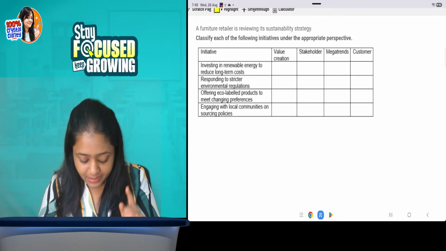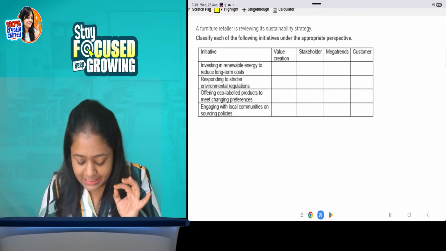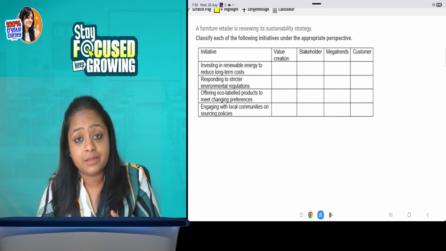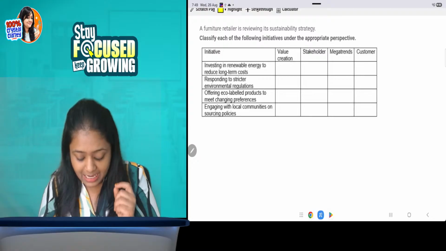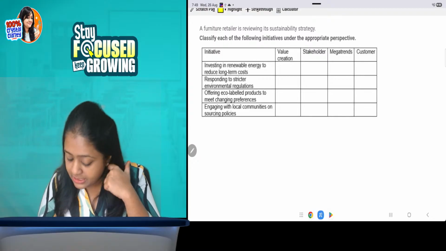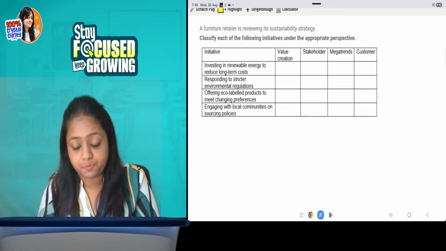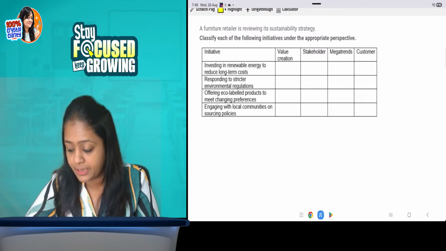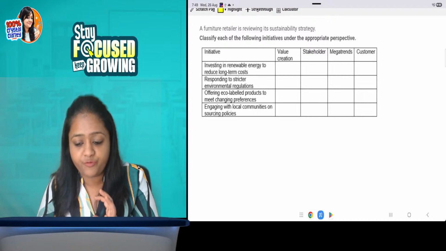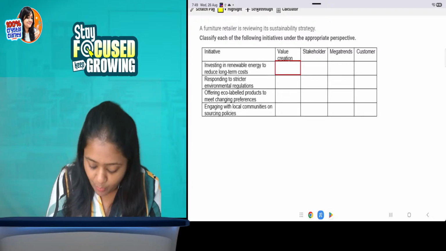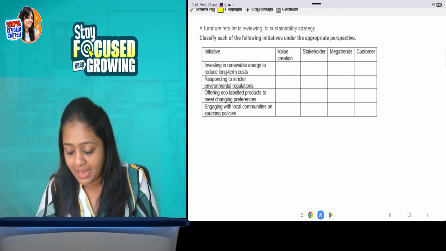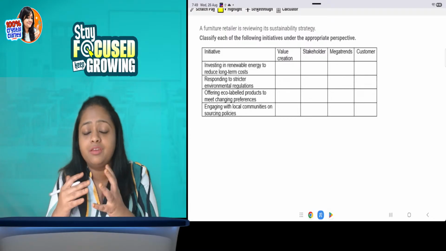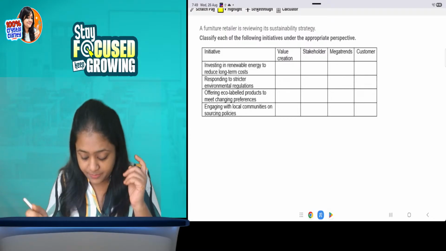Okay, now here, a furniture retailer is reviewing its sustainable strategy. So it is on sustainability. Classify each of the following initiatives under the appropriate perspectives. Okay, so now let's look at the different perspectives. Number 1 is value creation. Value creation is where you create the values. Okay, where you add value for the organization.